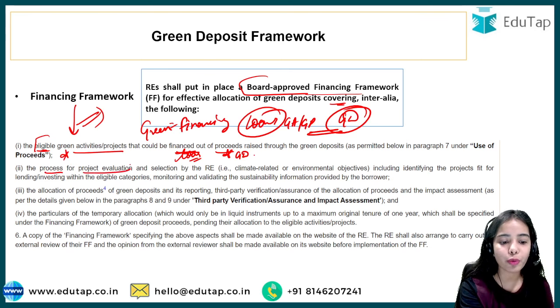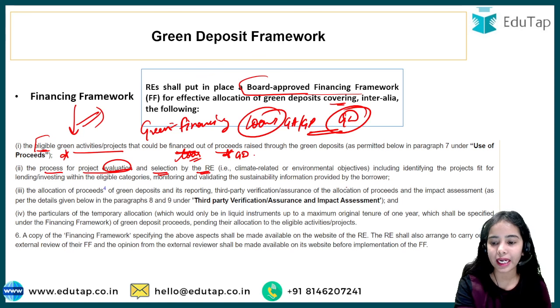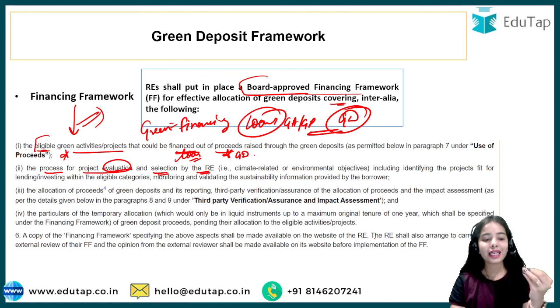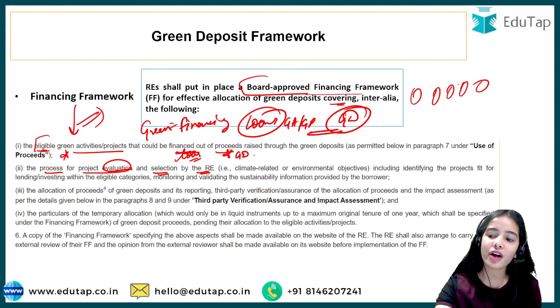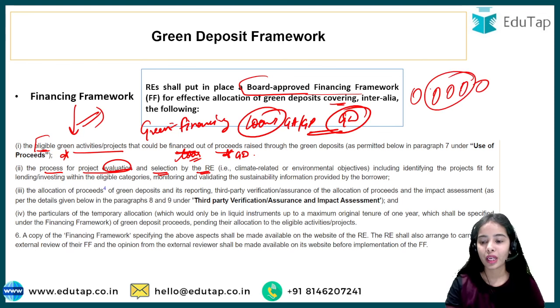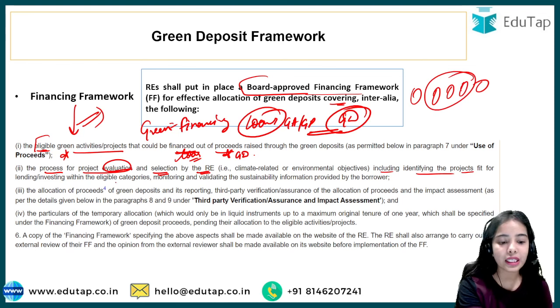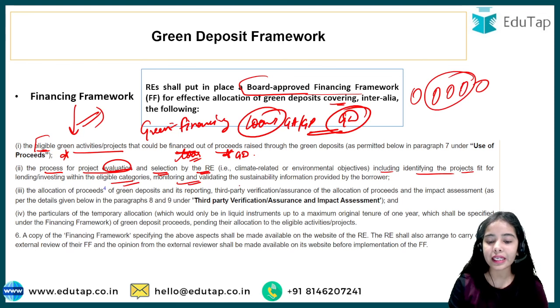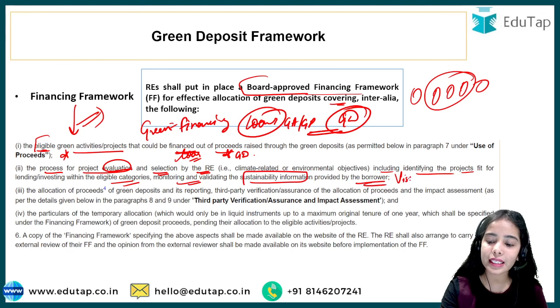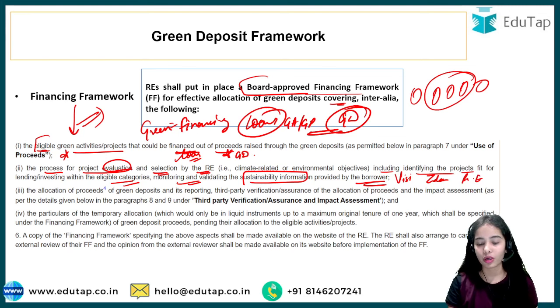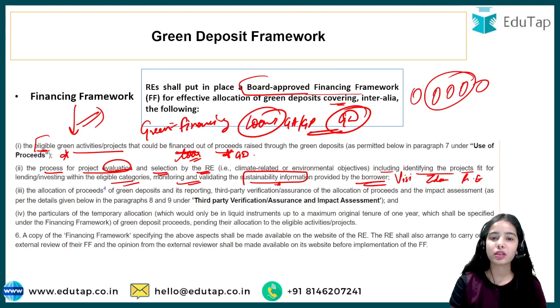The process for project evaluation and selection by the regulated entity should be shown. Okay, that is, how this project has been evaluated, why only this project has been selected. Out of the 20 projects, why you have selected these 4 projects only, including identifying the projects fit for lending or investing within the eligible categories, and monitoring and validating the sustainability information that is provided by the borrower. That is, the borrower has said this is my vision, this is my idea, this is my previous experience. So is this correct or not? Okay, and what information the borrower is providing.